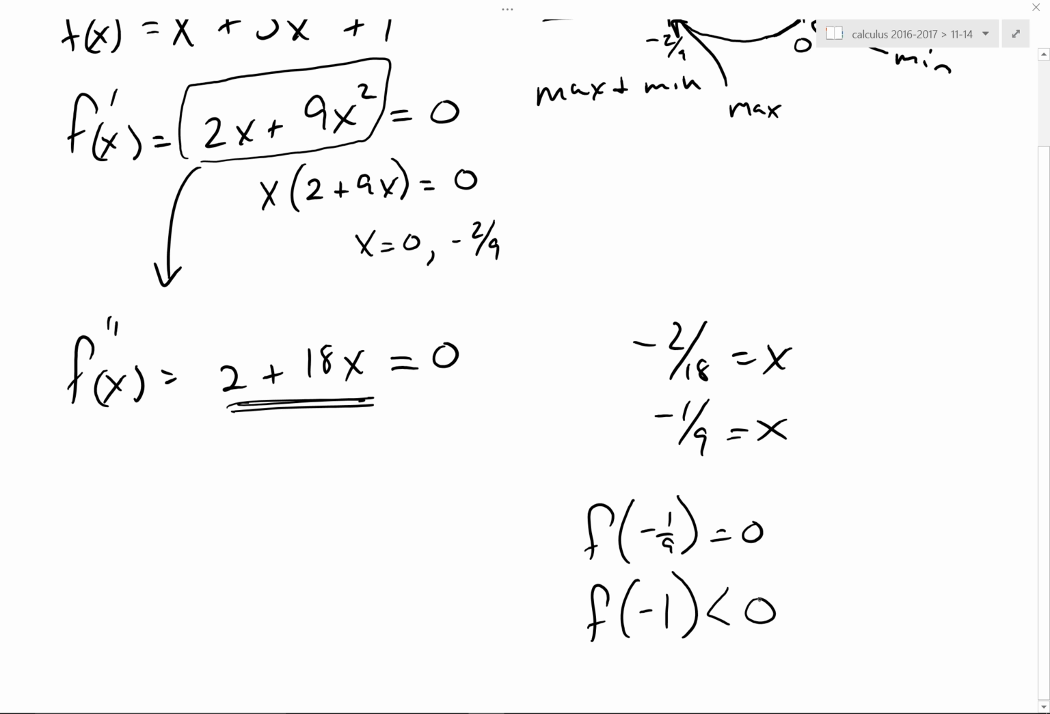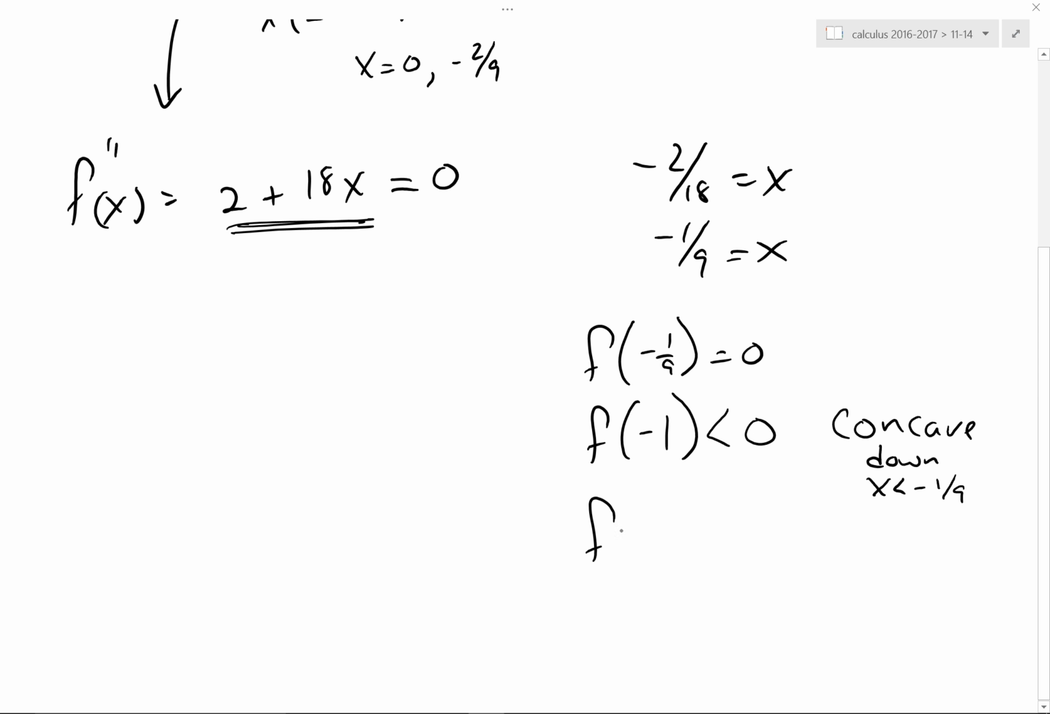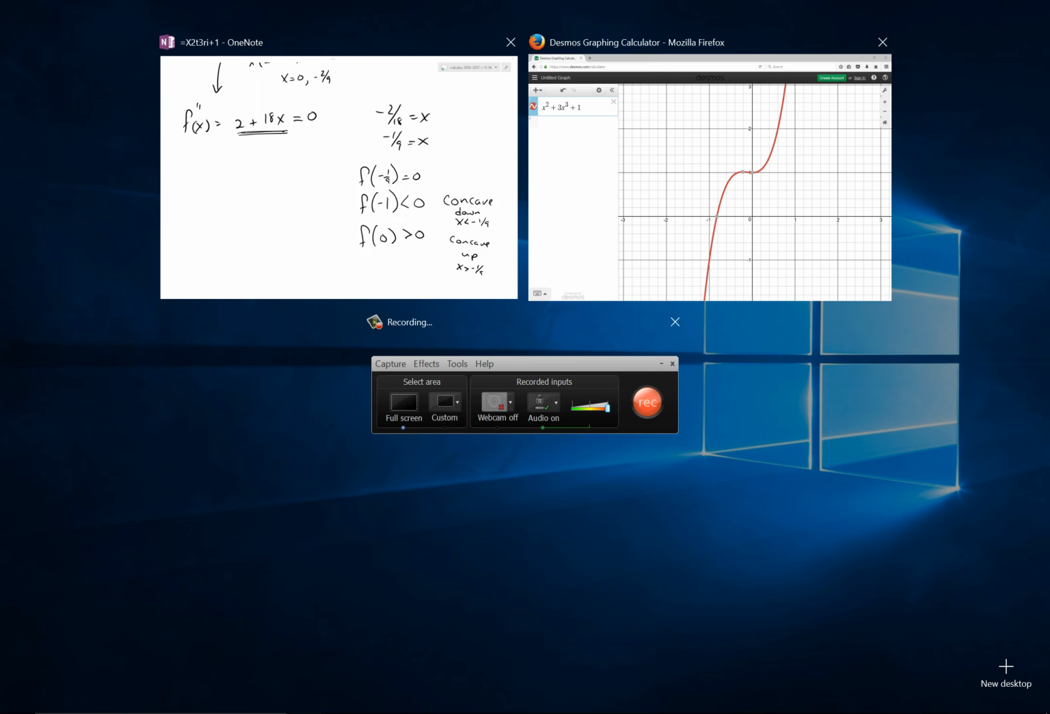Negative. That means it is concave down when x is less than negative 1/9. And of course, if you were a betting man, my guess is it would be concave up when x is greater than negative 1/9. But again, plug 0 in here, you get positive 2, yes? Right. And so, let's go see if that's true over here.